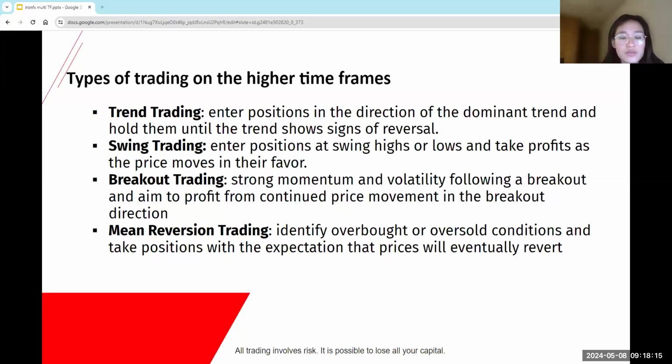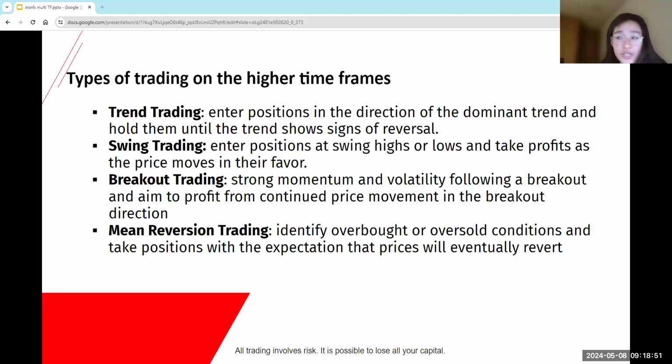Now, breakout trading involves entering positions when the price breaks through key support or resistance levels. Traders will look for strong momentum and volatility following a breakout and aim to profit from continued price movement in the breakout direction. So this strategy involves a little bit more careful analysis of price patterns and volume to confirm your breakouts.